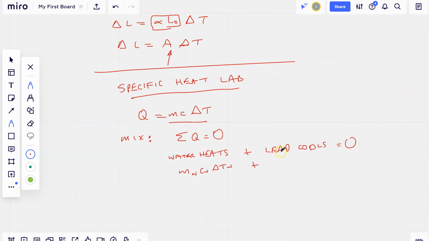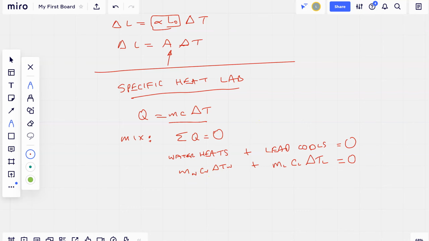The lead is going to change temperature also. So that's another sensible heat change. And we'll put m sub L, the mass of the lead, times c sub L, the heat capacity of the lead, times delta T of the lead, equals 0. Okay. Now, there's a bunch of constants in here, and you got to keep all these straight.